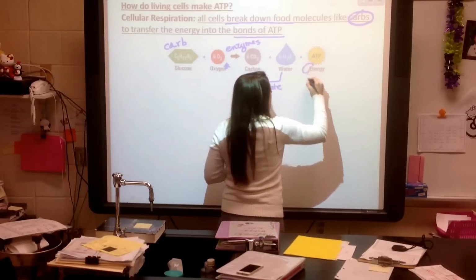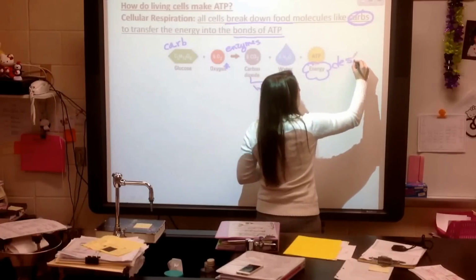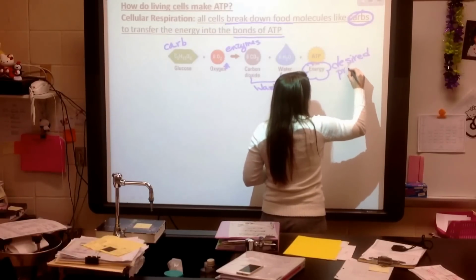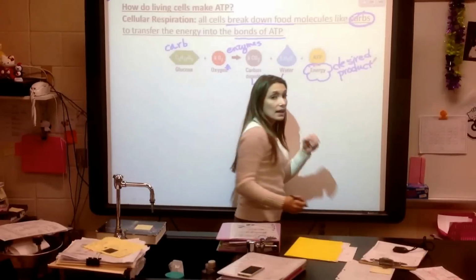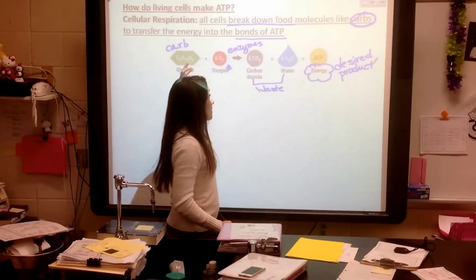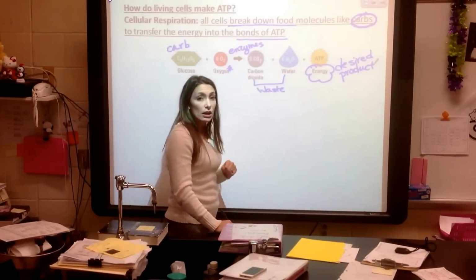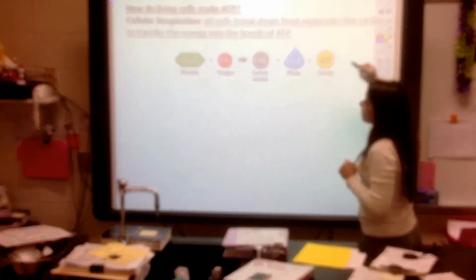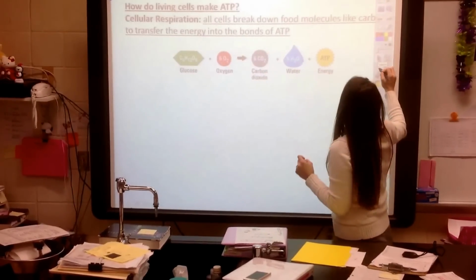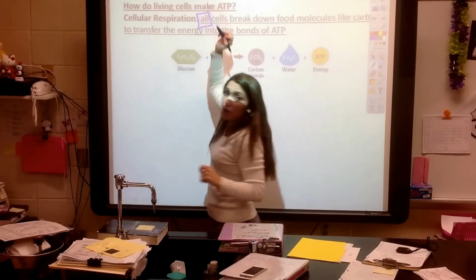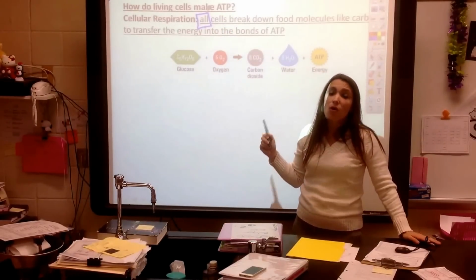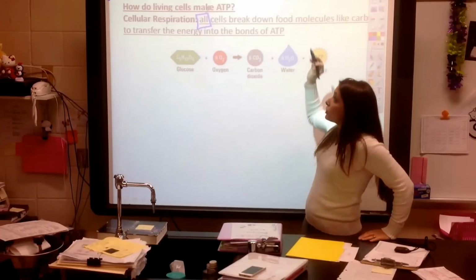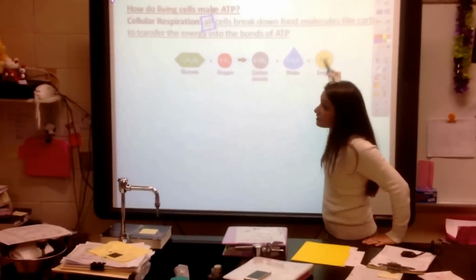The whole point of cellular respiration, this is our desired product. The whole point of cellular respiration is to get ATP. And that energy comes from the energy that's here in the sugar. So you need to know that cellular respiration is how all cells, all of them, whether it's a bacteria, a protist, a fungus, a plant, an animal, whatever type of living thing it is, it uses respiration to harvest or collect energy.